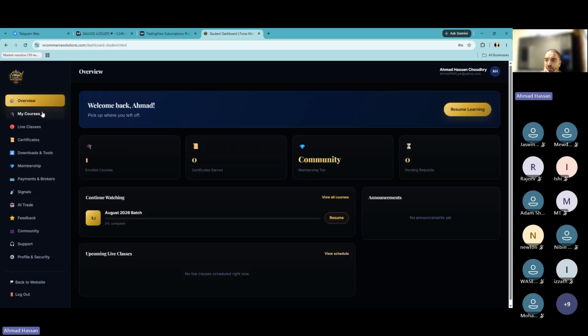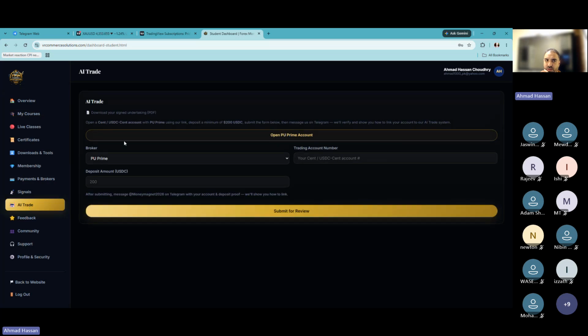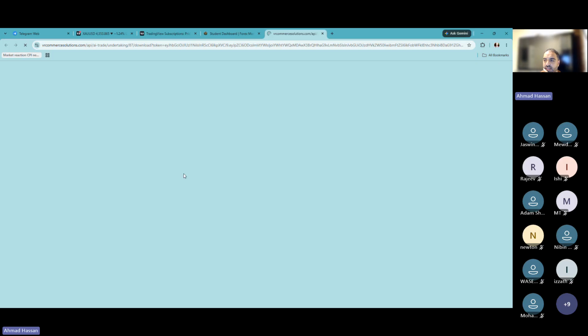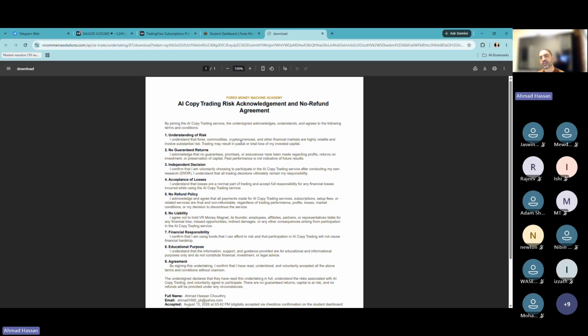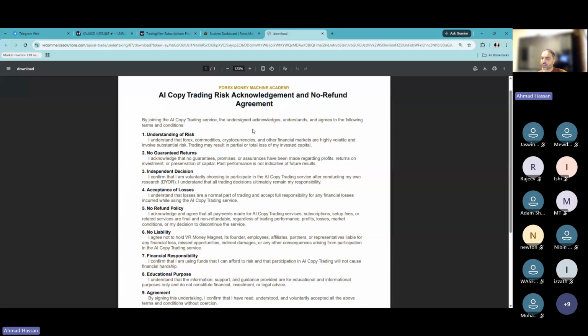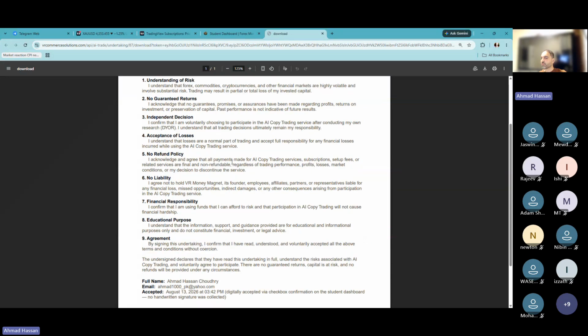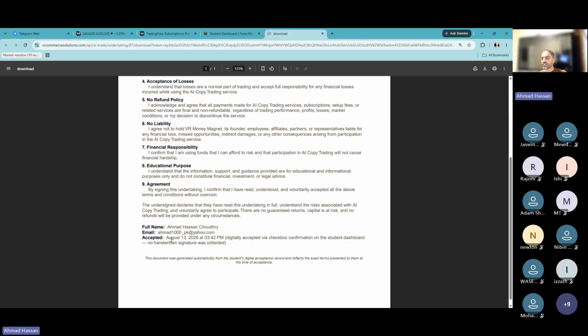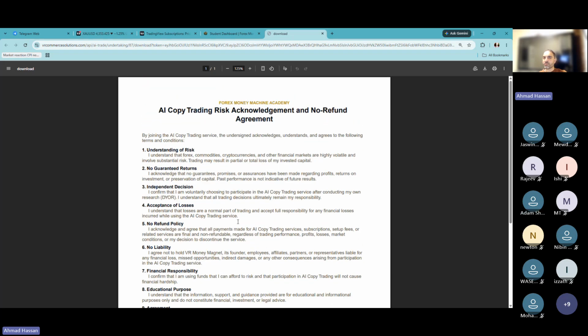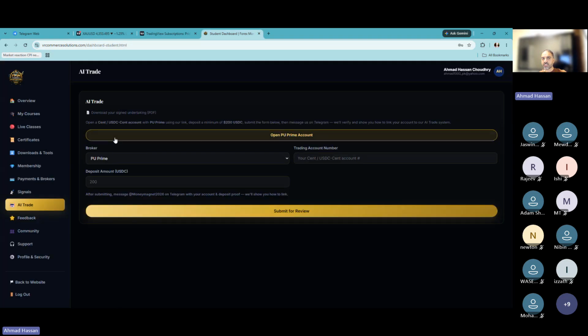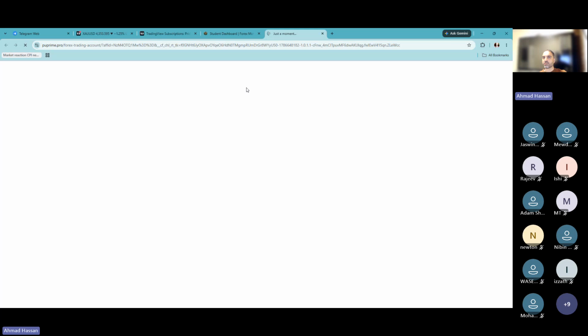So you'll get a dashboard like this, all of you. Then you can go to AI trade for bot trading and all. I've already signed the undertaking, so you'll get a page here. You can click here and see the AI risk acknowledgement and no refund agreement. So you are very clear that there could be a risk, there could be policies, there could be no liability, and an AI-generated email will be fetched automatically and your signatures will be done. One copy will be for you, one copy for me. Once you submit this, I have a copy with your account details. So you have to add your account details and all.